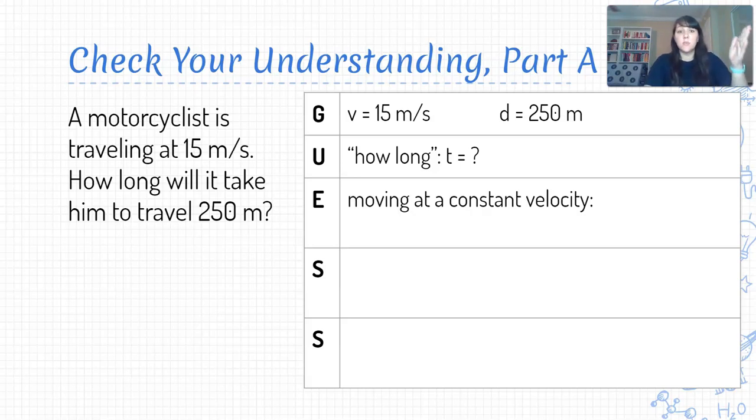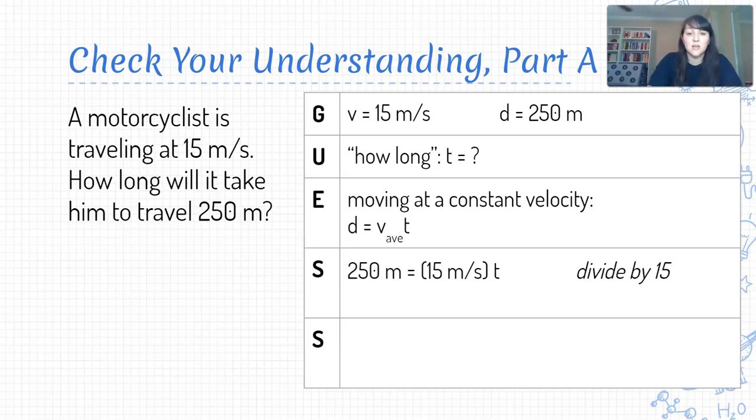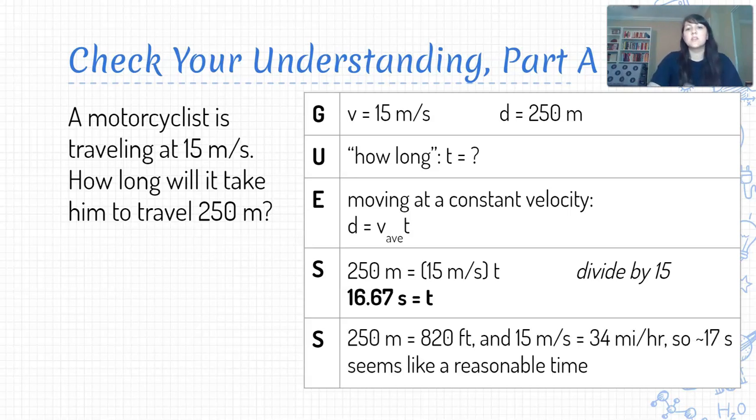Since my motorcyclist is moving at a constant velocity, there's really only one equation, which is that displacement equals velocity times time. So I can go ahead and plug everything in there, divide both sides by that velocity of 15 meters per second, and that gives me a time of a little under 17 seconds, so 16.67 seconds. Now, does that make sense?